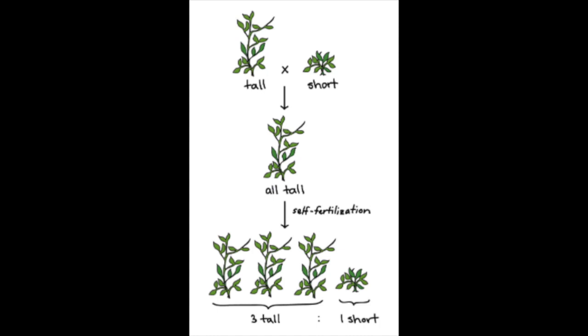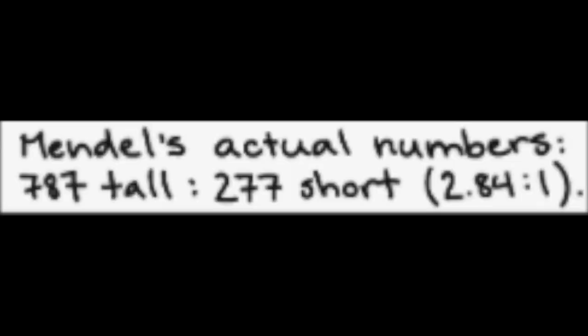Mendel also found that the features were inherited independently. One feature such as plant height did not influence inheritance of other features, such as flower color or seed shape.